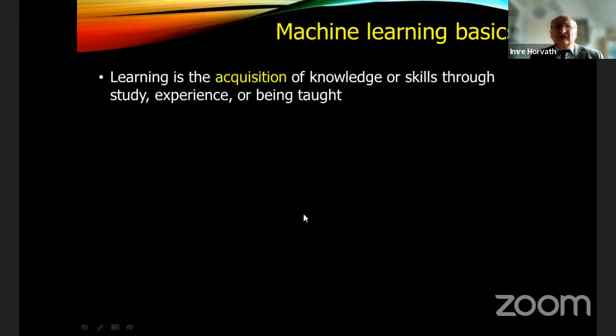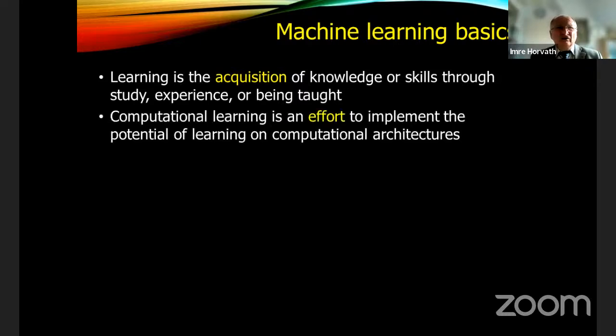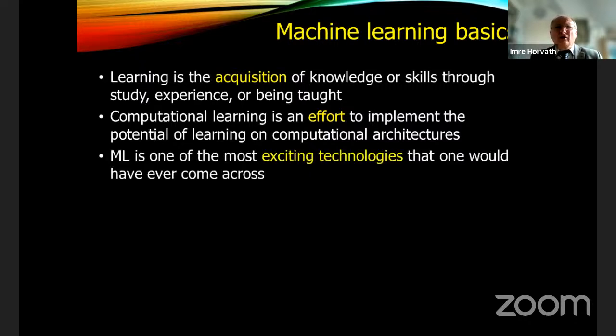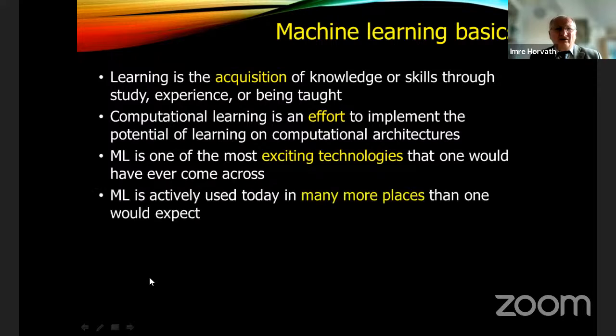Let's talk about the basics of machine learning. Everybody knows that learning is the acquisition of knowledge or skills through study, experience, or being taught. Computational learning is a dedicated effort to implement the potential of learning on computational architecture. It is not obvious that computational architectures are able to learn according to the human model, the human interpretation. Machine learning is one of the most exciting technologies that one would have ever come across.